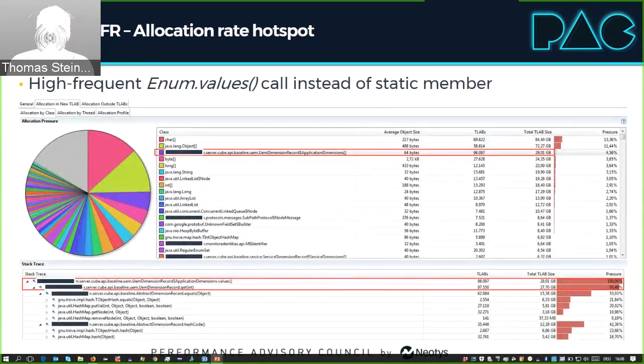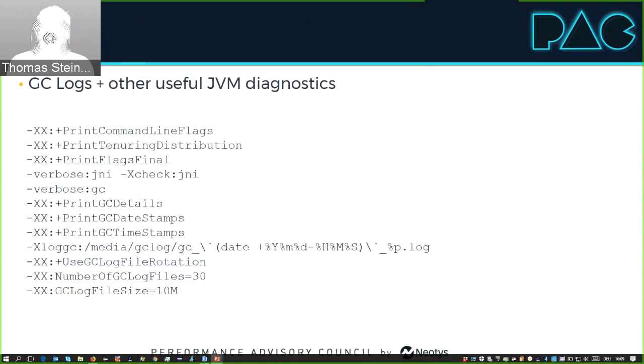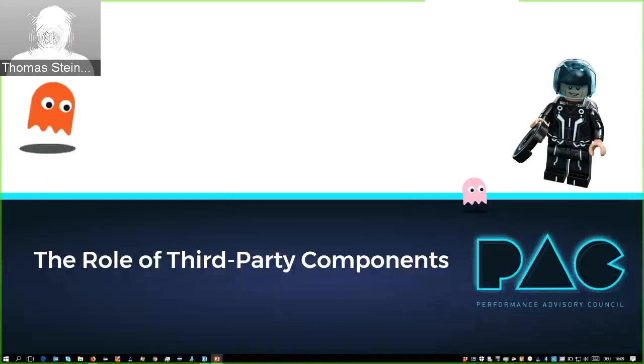We are using it also for optimization. So for our AI engine, a very crucial central component, we identified a very high object churn here. So the first thing is identifying, right? And the second one is then trying to fix it. The fix was rather easy in this particular example. So 20% less object churn meant a factor of 2 in throughput increase. So for a very central component, a great effort here. And other things, I think you're aware anyway, so GC logs and so on.